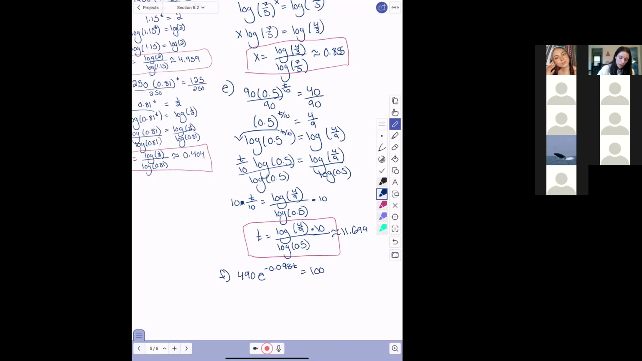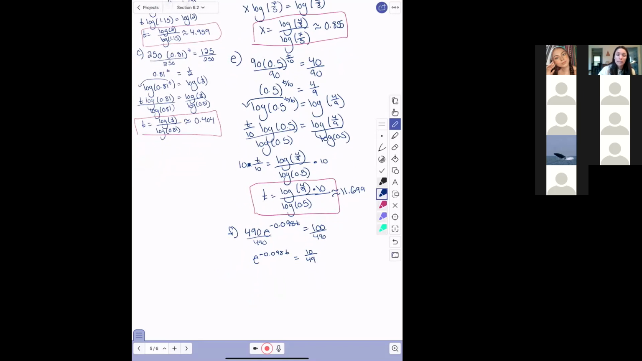Okay, so first thing we'll do is divide by 490 on each side. So we have e to the power of negative 0.098 t is equal to 10 over 49. Okay, now we'll take the natural log of each side. Since we have e, we have to take the natural log to get that reversed. So we'll take the natural log of e to the negative 0.098 t is equal to the natural log of 10 over 49. And then from here, we'll pull this whole exponent out. So we have negative 0.098 t is equal to the natural log of 10 over 49.